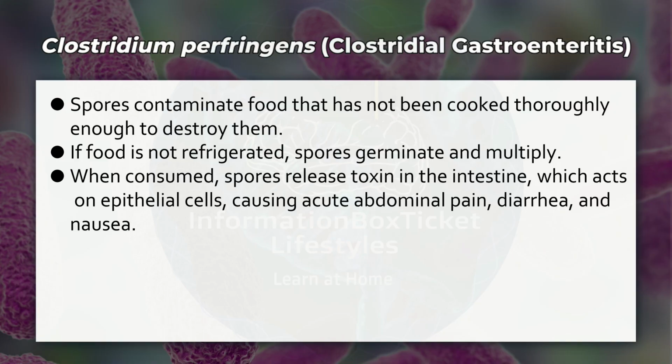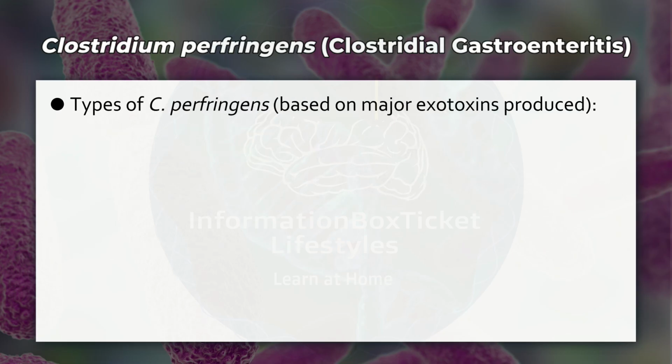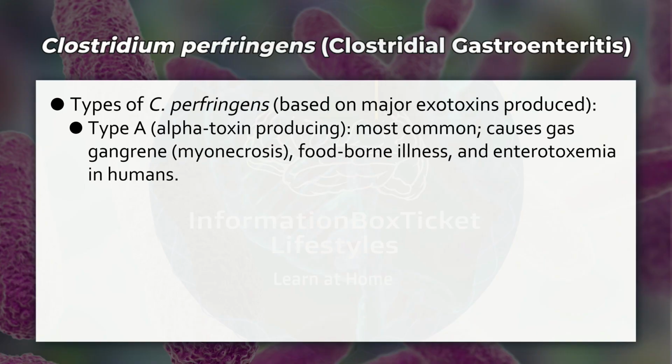When consumed, spores release toxin in the intestine, which acts on epithelial cells, causing acute abdominal pain, diarrhea, and nausea. Illness has a rapid recovery. Types of Clostridium perfringens, based on major exotoxins produced. Type A, alpha toxin producing. Most common, causes gas gangrene, myonecrosis, foodborne illness, and enterotoxemia in humans.